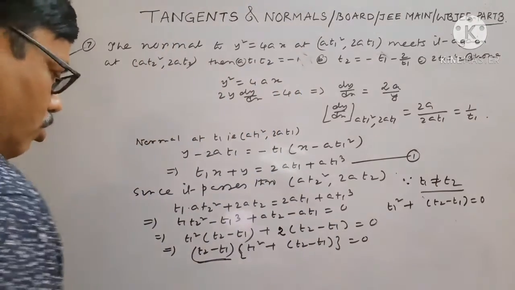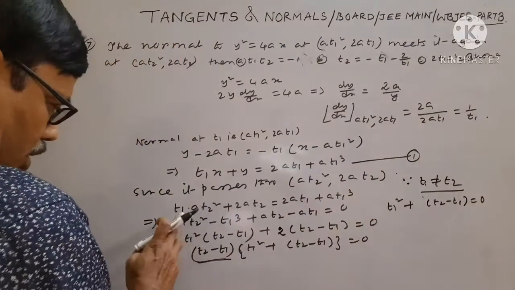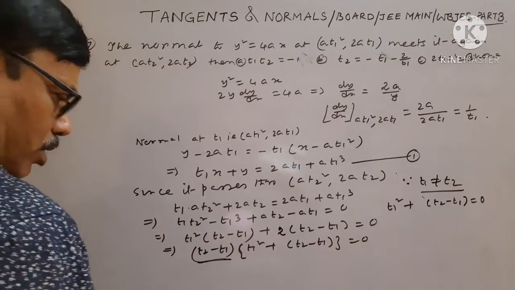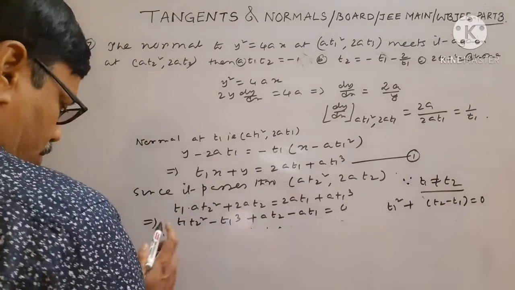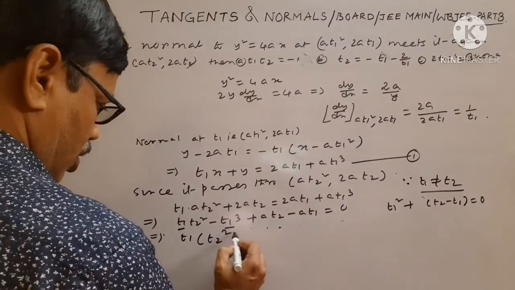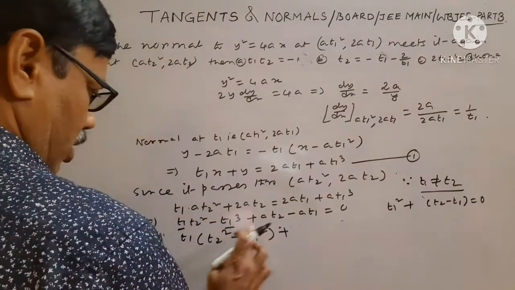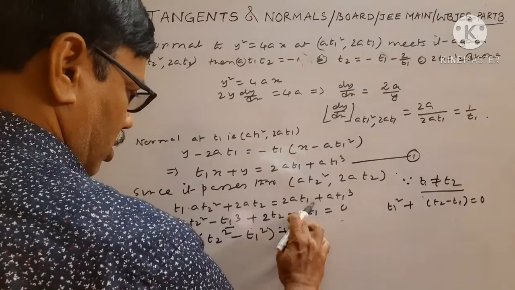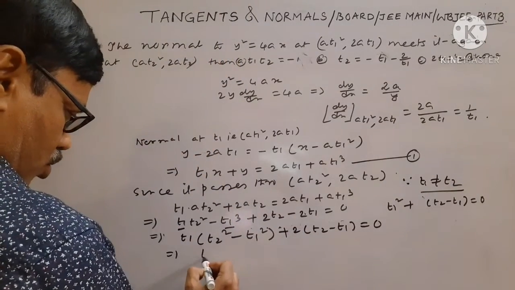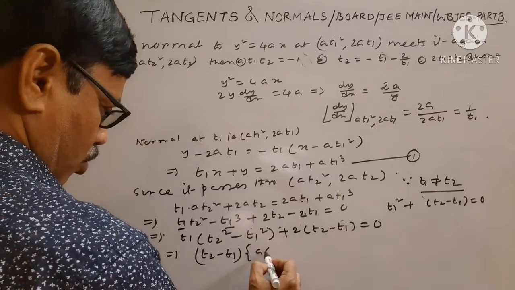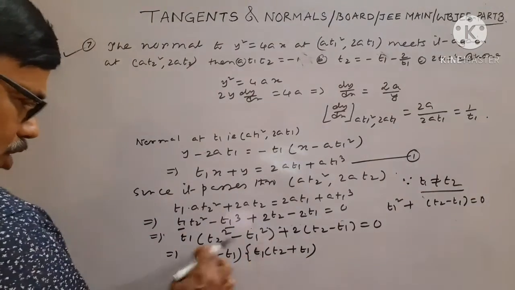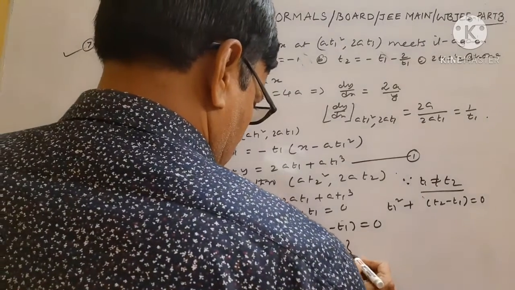Now look. So since it passes through (a t2², 2a t2), t1 into a t2², 2a t2. This is a into this. So a is cancelled out. Now look, this one, here t1³, here it is t1, so only t1 is common. So t2² minus t1², a is cancelled out. This is 2, this is 2. So 2 common, t2 minus t1 equals 0. So t2 minus t1 common. So a into (t2 plus t1) into t1, t2 minus t1 common plus 2 equals 0.